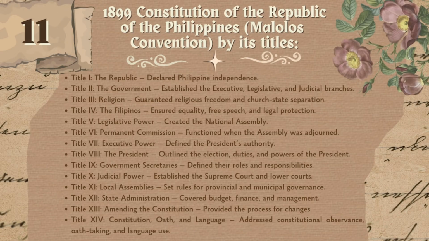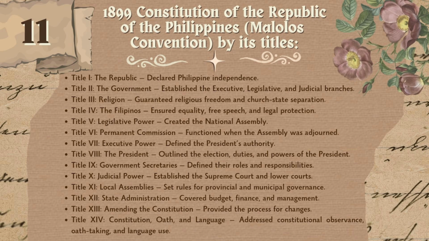So here is the summary of the 1899 Constitution of the Republic of the Philippines by the Malolos Convention by its titles. Title number 1, The Republic, declared Philippine independence. Title number 2, The Government, established the executive, legislative, and judicial branches. Title number 3, The Religion, guaranteed religious freedom and church-state separation. Title number 4, The Filipinos, ensured equality, free speech, and legal protection.